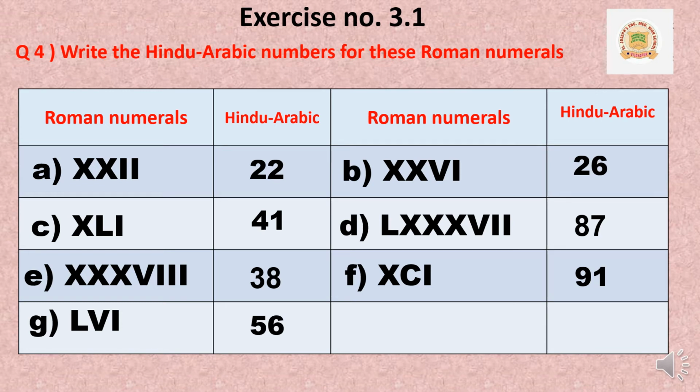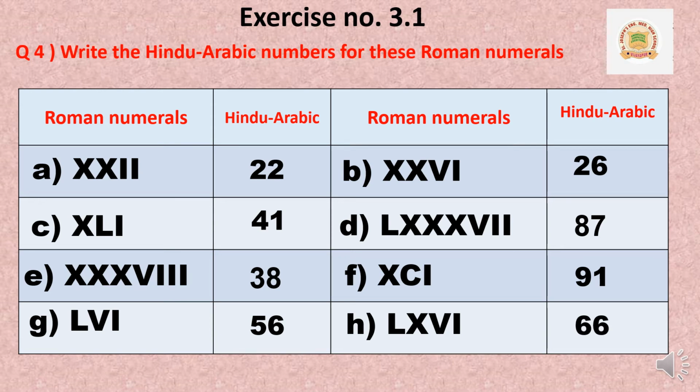Children, observe all these things carefully and concentrate on how I am doing it. Next, H question. LX. LX means 50 plus 10 is 60. Again V is there, 65. To that add the I, 66.